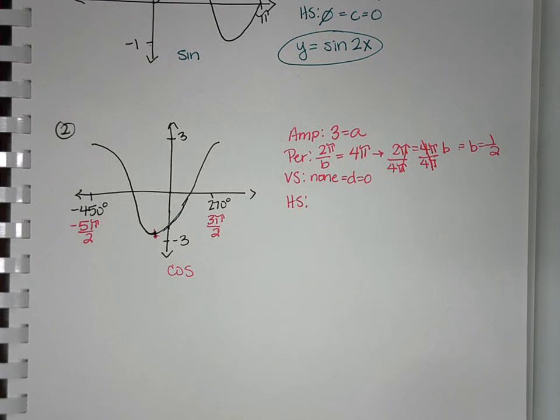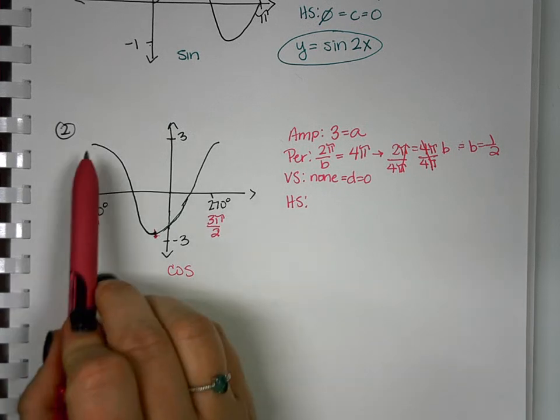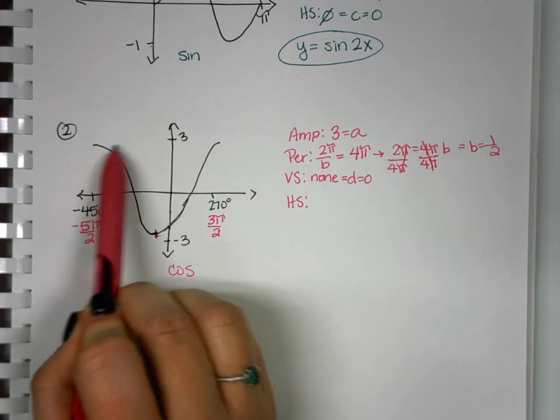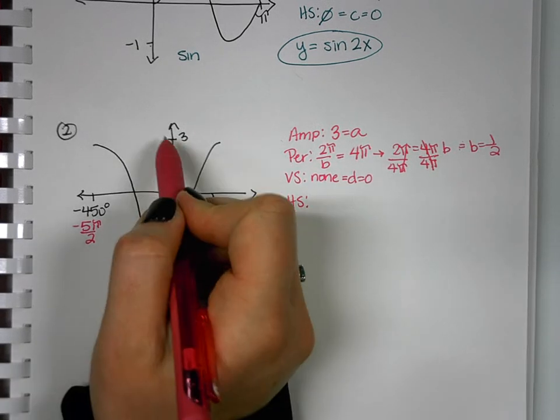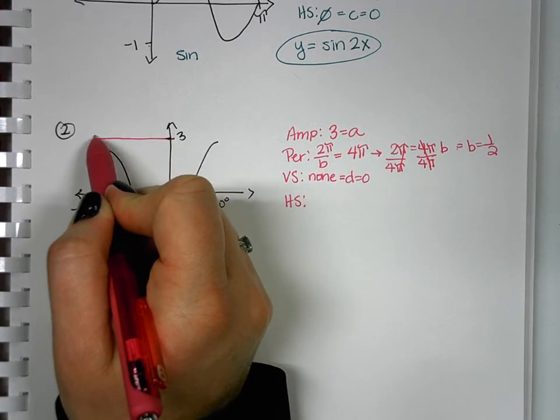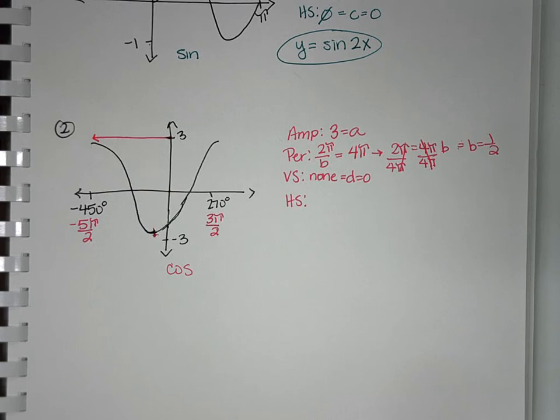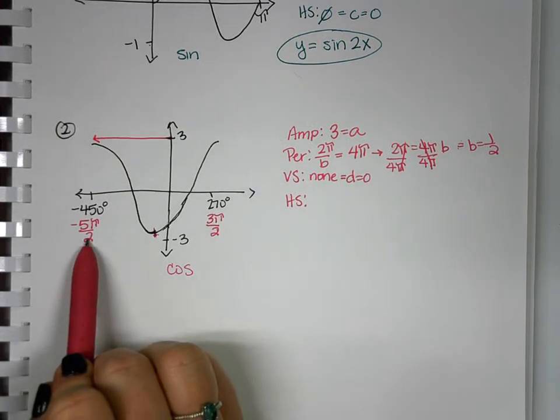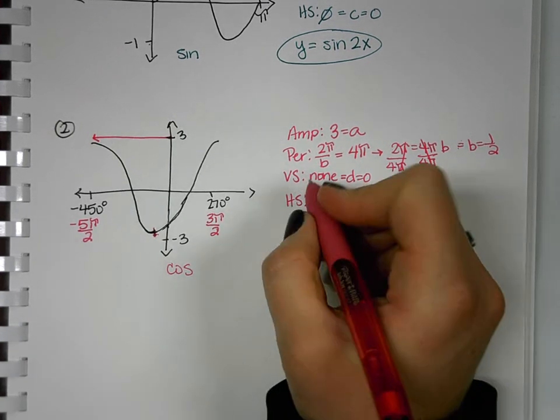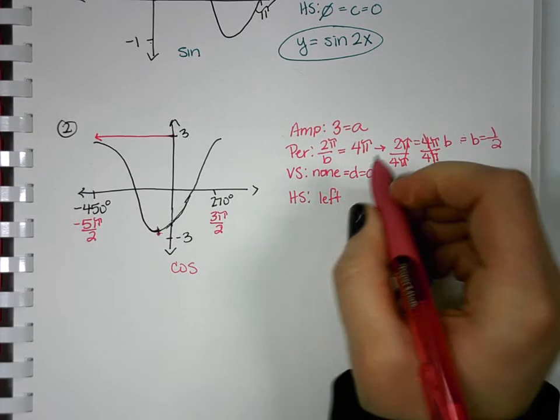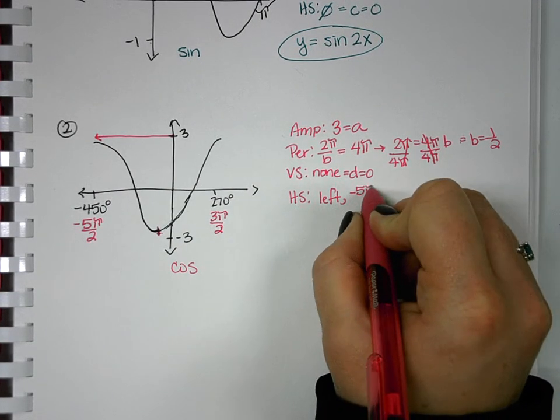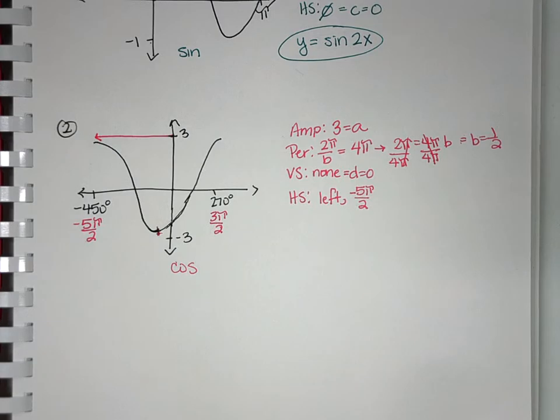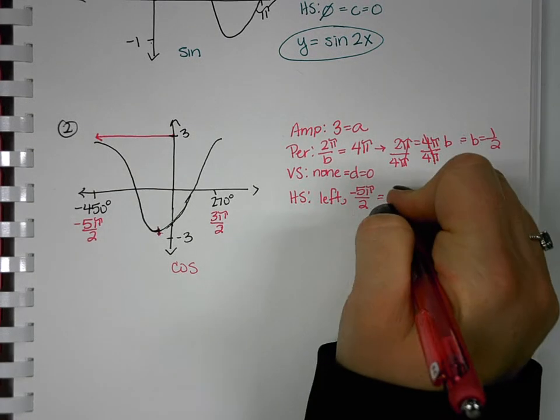Okay, so now we just have to figure out the horizontal shift. So this point right here would normally have been, if this wasn't shifted at all, over here at 3. So how much did it shift from where it should be to where it actually is now? Well, it shifted negative 5 pi over 2. So we have a left, or this would be where it might be a nice idea to write negative 5 pi over 2 is our horizontal shift. That is our C.